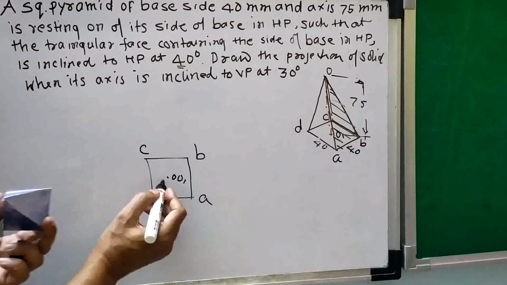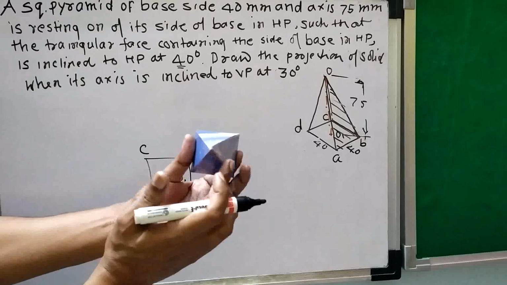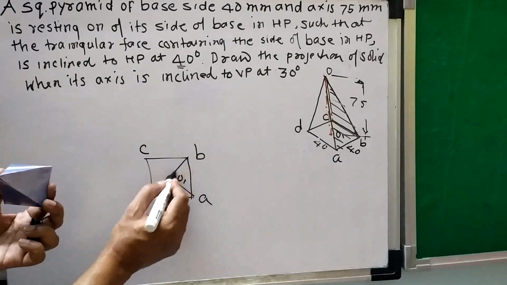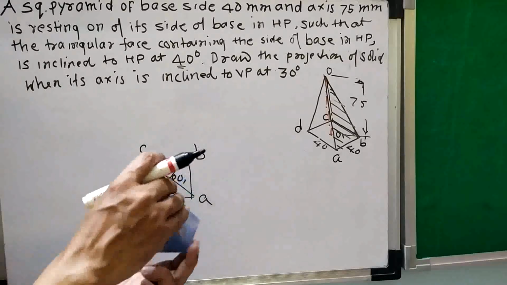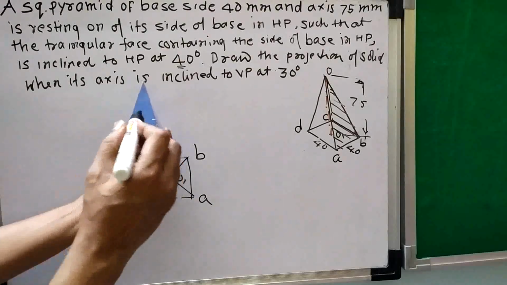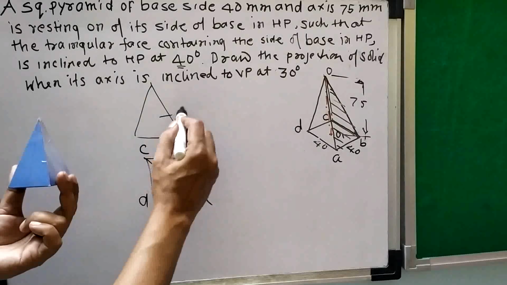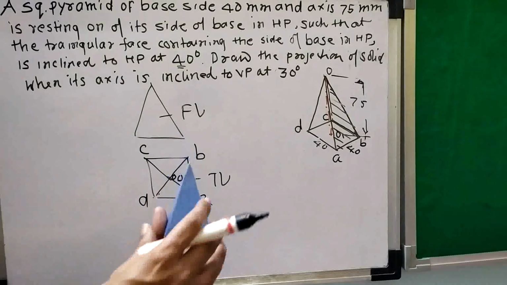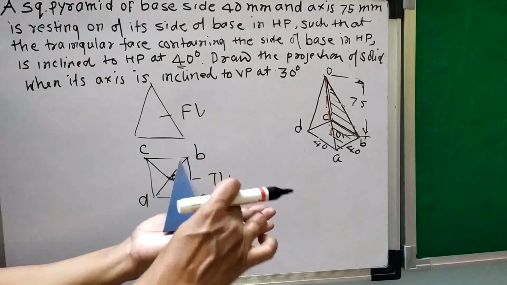Then you can see these four slant edges, so they will be seen as OA, OB, OC and OD. In this way you can see this in a top view. When you see from top, you can see this, and when you see from front, in the front you can see this is a triangle. So in this way this will be your front view and this will be your top view when you keep this solid on the HP with the resting side perpendicular to XY.